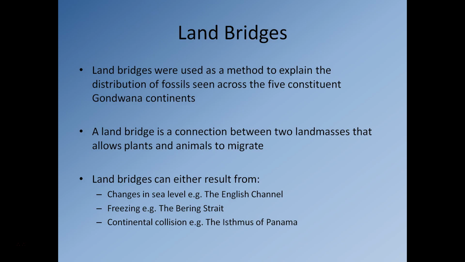You can also have land bridges formed by freezing. Every winter the Bering Strait freezes up, and in theory you can walk from Alaska into Russia. And then finally we have continental collisions. The Isthmus of Panama, essentially, is where South America makes contact with Central America, and once that occurs you have a land bridge, and that allows organisms to migrate from North and Central America down into South America and vice versa. So land bridges are not at all uncommon, so we know they definitely exist.